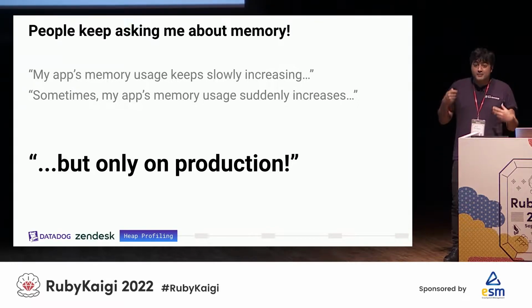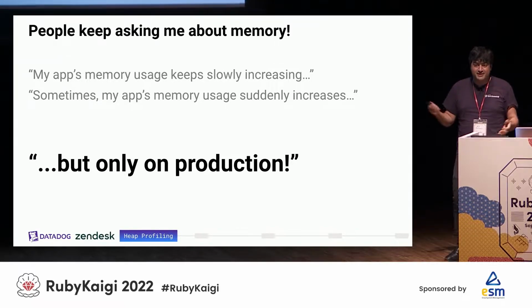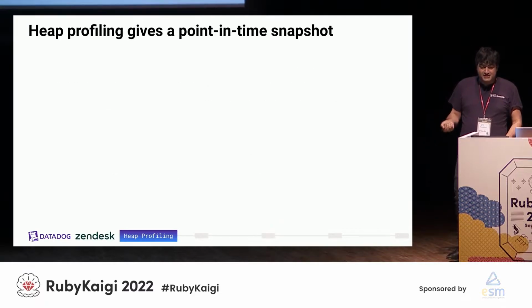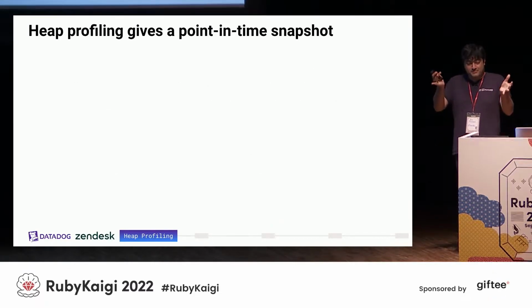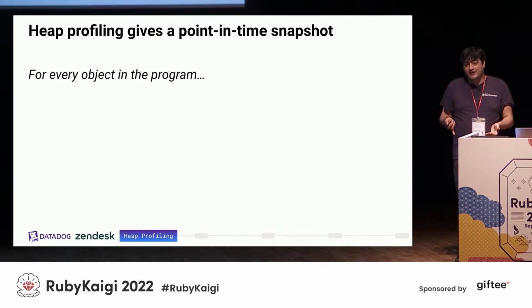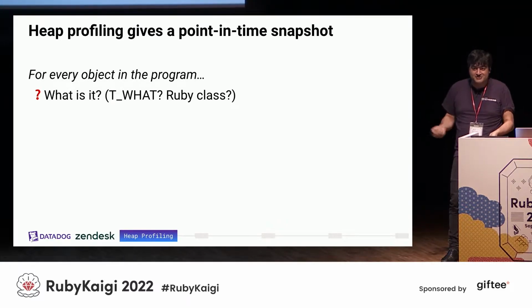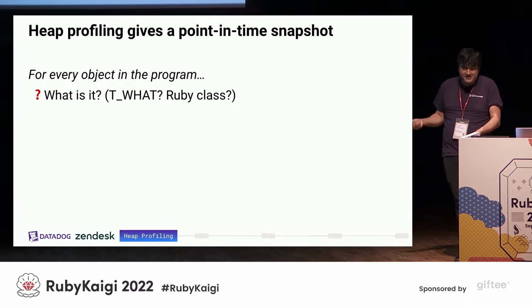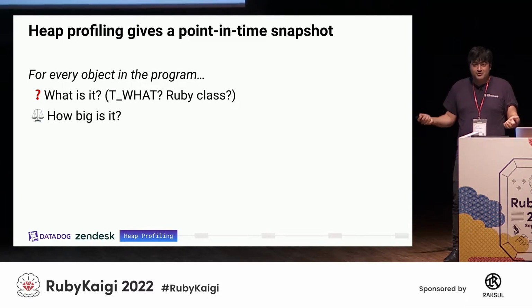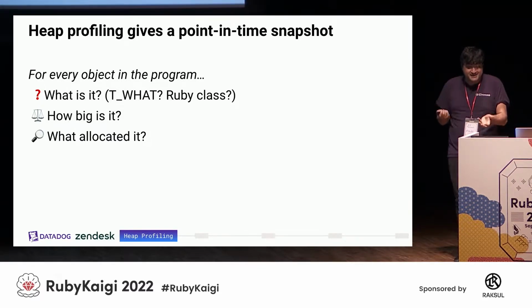So, putting on my not-Ruby hat, I would reach for a heap profiler in another language like Go or C. What a heap profiler does is give us a point-in-time snapshot of the program's memory. For every object in the program, a heap profiler will tell us what is it? Is it a data object, a class object, an IMEMO object? What Ruby class does it belong to? How big is the object? And we want to know what code caused this thing to be allocated, because that'll be the thing that helps us know what to fix.